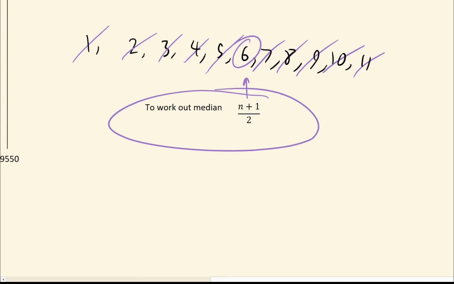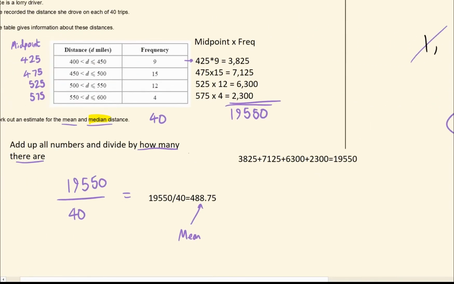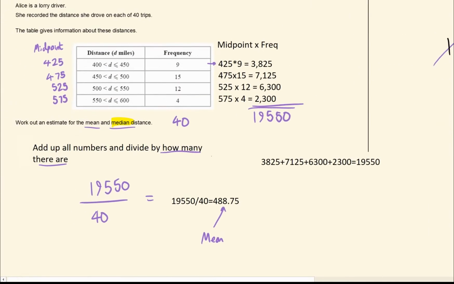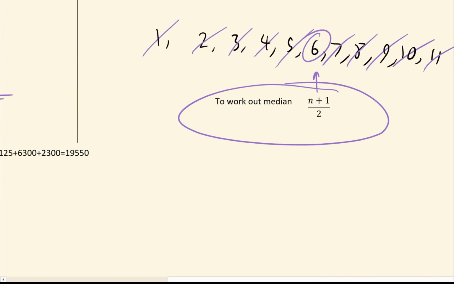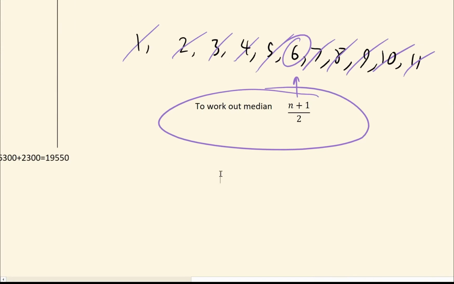And this formula we need to remember, and we're going to use this in this question to work out the median. So we're told that Alice took 40 trips. So in this case, her median is going to be 40 plus 1, or 41, and then divided by 2, which gives us 20.5. That means we want to find the 20.5th value.